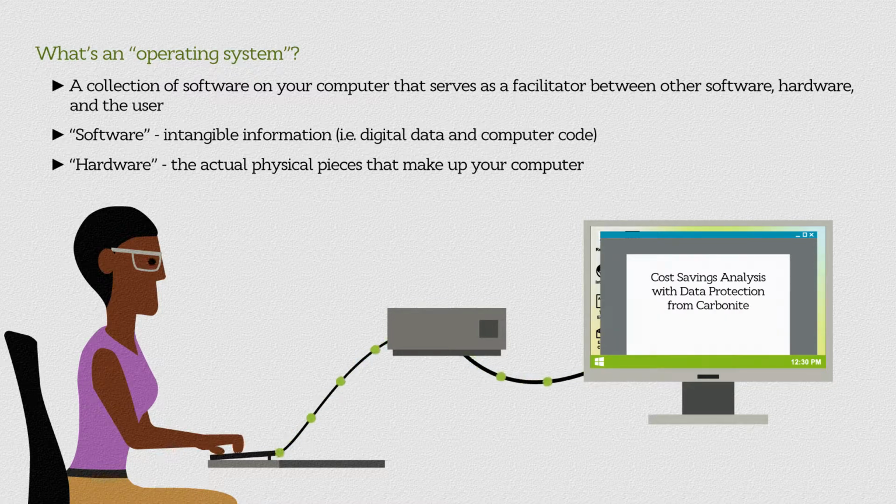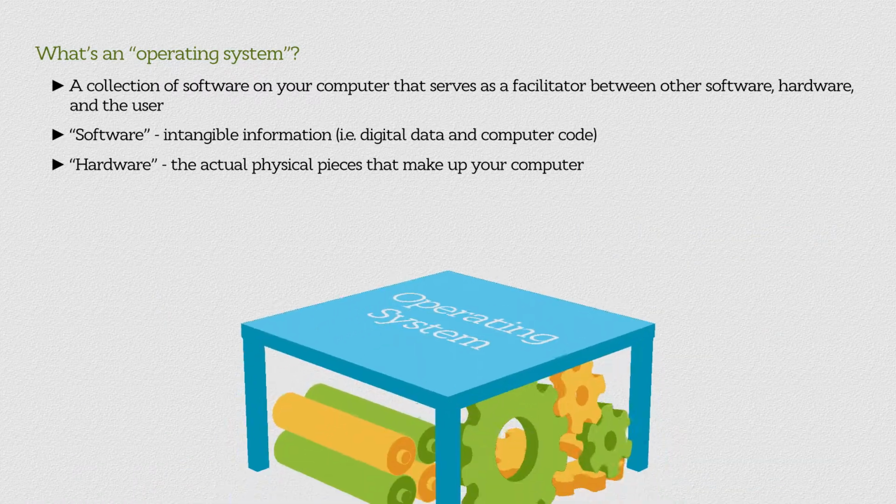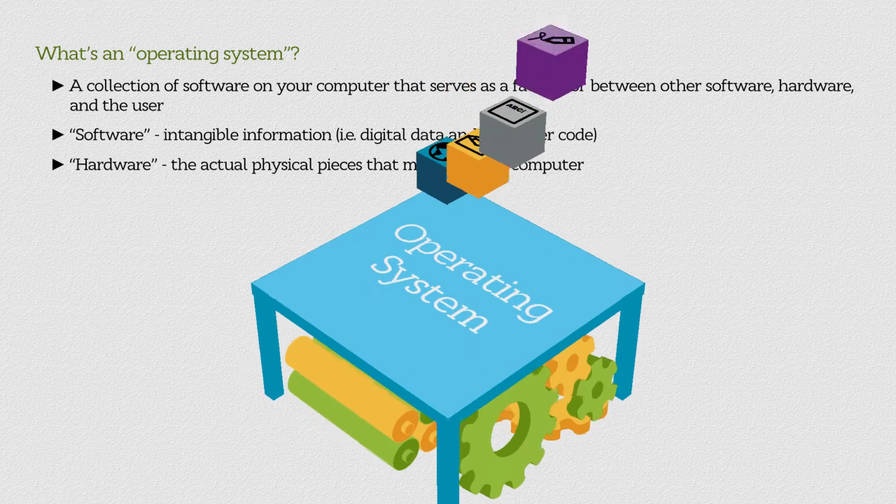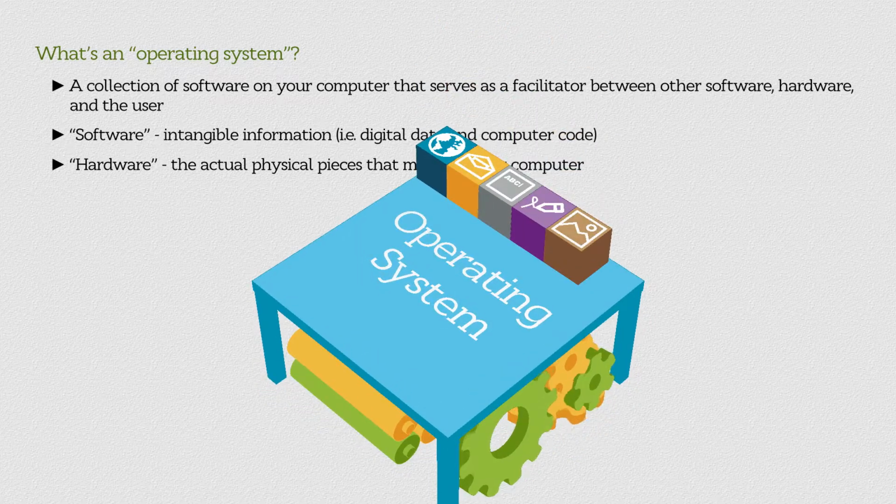You can think of the operating system as a platform of essential software that you can install other software on top of, like applications. Just about every application you use, from web browsers to photo viewers to email clients, depends on the operating system to facilitate all of their functions.